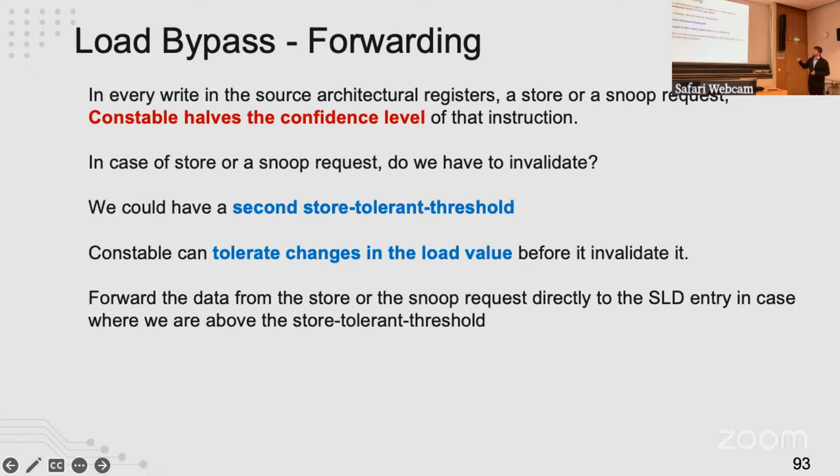Here, the one idea that I got is to have a second store-tolerant threshold, where if you were above this threshold, Constable can tolerate changes in the load value before it invalidates. If a store occurs, or a Snoop request, it forwards the data directly inside the SLD entry in case we are above this threshold. Yes, I thought of this idea because the SLD can also act as a form of cache in an abstract way, not necessarily, but yeah.